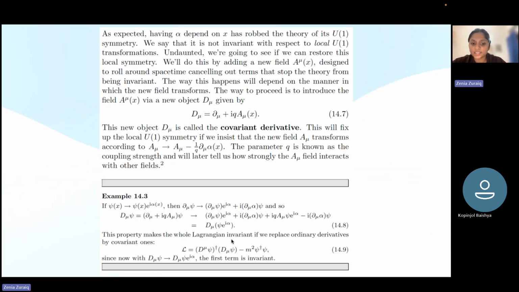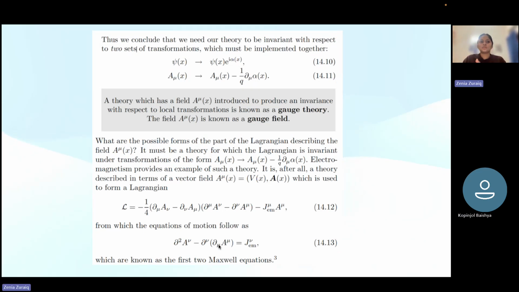So D mu on psi is the same as D mu on psi e power i alpha. That means that in order to write the Lagrangian as an invariant, or symmetric, one, instead of writing everything in del mu, we should write it in D mu. Similar to how in GR, if we want to write an actual tensor theory, we have to write everything in terms of the covariant derivative. So the same concept here. Okay, fine. So that tells us that if our theory should be invariant, we do two transformations together.